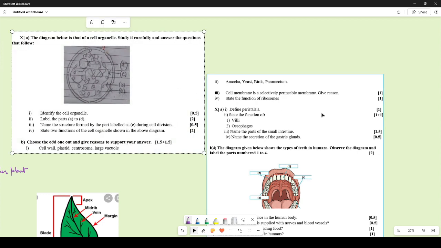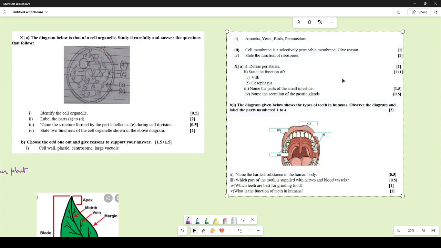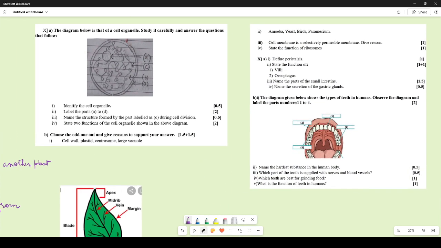The diagram below is that of a cell organelle. Study it carefully and answer the question. Identify the cell organelle. It is a nucleus. Label the parts A to D. Again, you had to label A, B, C and D. A was nuclear membrane. You can see it clearly over here.